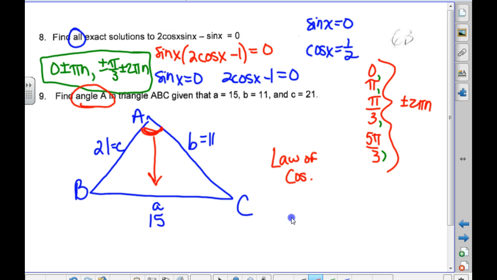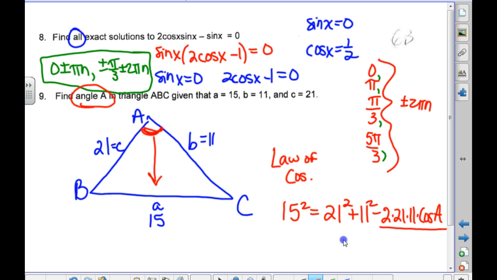And I don't know if it's the right form or not, but we're going to do 15 squared equals, and the 2 adjacent sides are 21 and 11. And then it's minus 2 times 21 times 11 times the cosine of angle A. Remember, all of this is multiplied together. You can't simplify that over there. So we're going to subtract a 21 squared and an 11 squared over to this side.